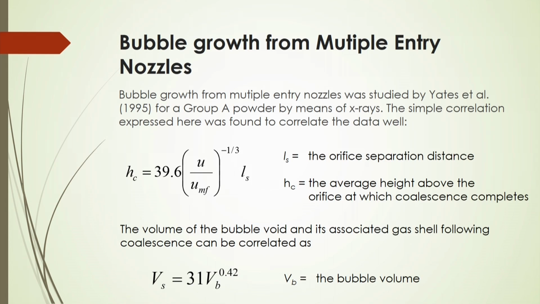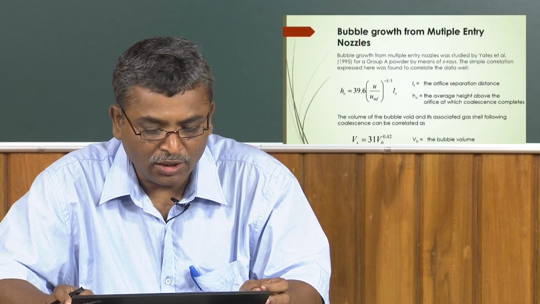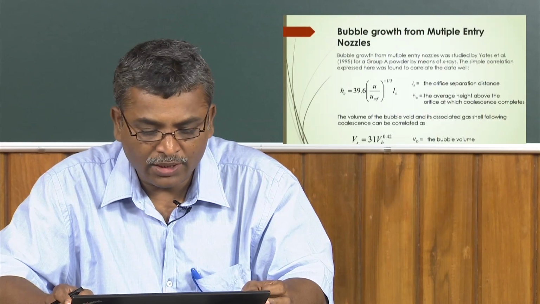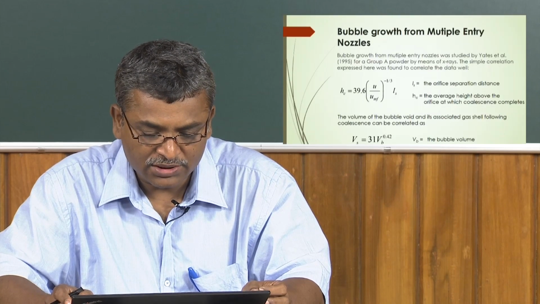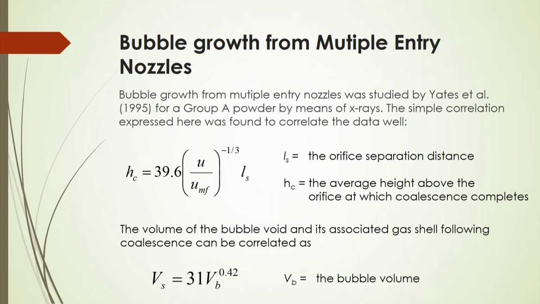Now, if bubbles are produced from multiple entry nozzles, then bubble growth from the multiple entry nozzles depends on other parameters, like the orifice separation distance, the average height above the orifice at which coalescence is totally complete, and the volume of the bubble void and its associated gas shell following coalescence, which can be correlated like this.